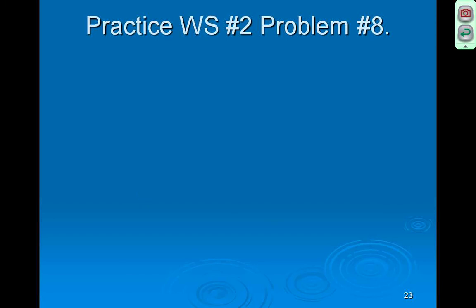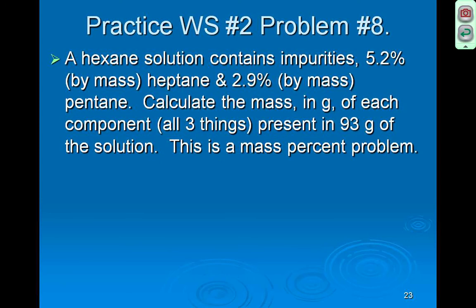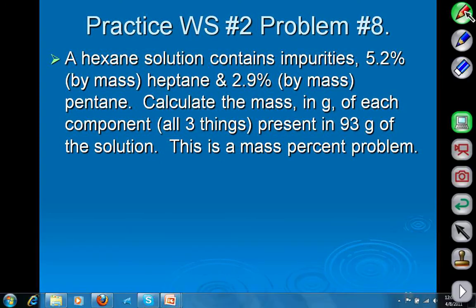Practice. We're going to do problem number 8 from worksheet 2. It says a hexane solution contains impurities that are 5.2% heptane, 2.9% pentane. Calculate the mass in grams of each component, that means all those things, present in a total of 93 grams of the solution. So this is a mass percent problem.